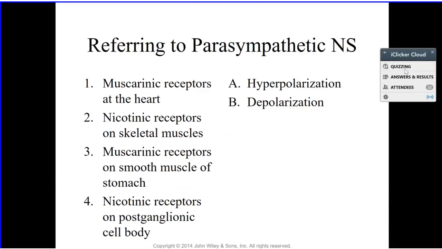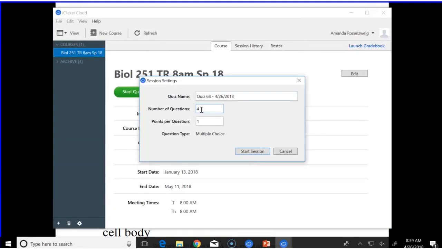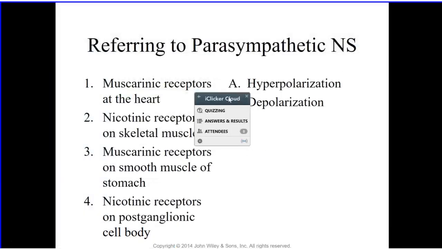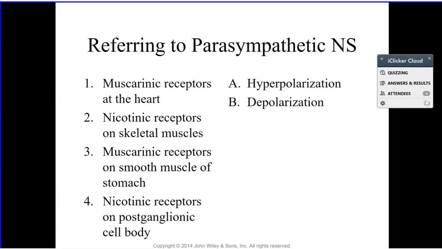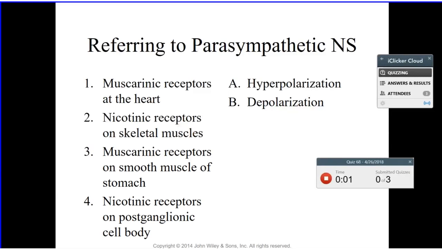This is a little tougher one. Let me get this one started. Now before we even get started, hyperpolarization, is that inhibiting or exciting? Okay, so that should help. And then what is depolarization? So kind of keep that in mind. Number 2 doesn't necessarily refer to the parasympathetic, but you should be able to get it.